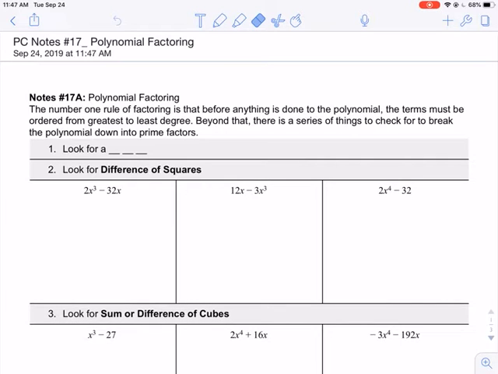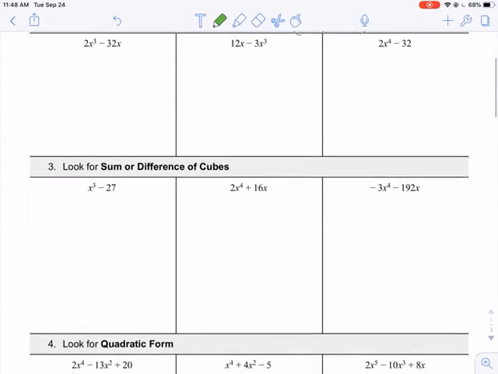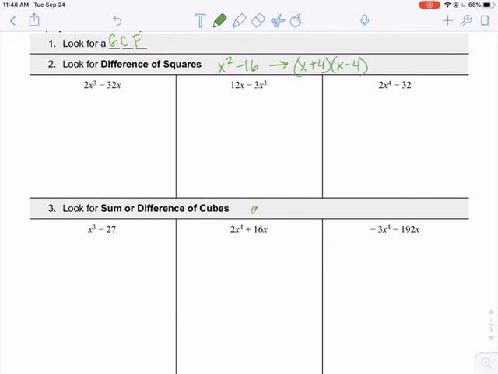Hi team, so yesterday we did notes 7a and we looked for a GCF. We factored with the difference of squares, so like if you saw x squared minus 16, it turned into x plus 4, x minus 4. We learned the formula a squared plus or minus 2ab plus b squared.